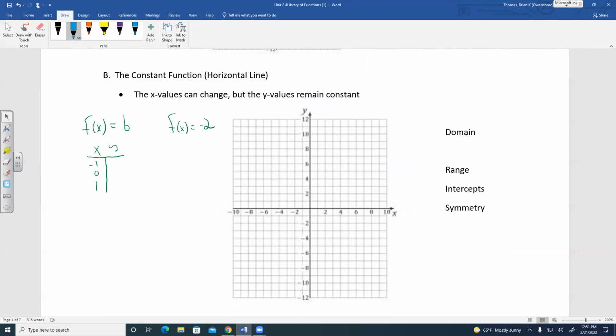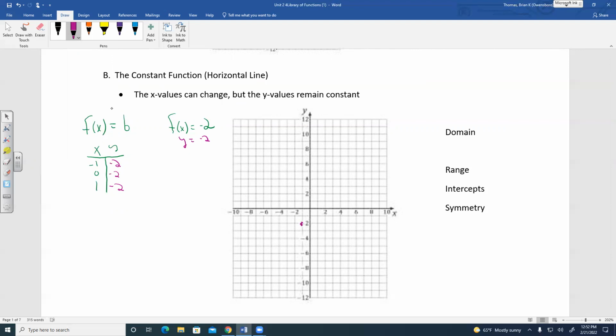So remember, when we talk about the constant function, you know how we have this f of x here, but that's the same thing as y equals -2. So what this is saying is it doesn't matter what x is. So when x is -1, y has to equal this -2. It's constant. When x is 0, y remains constant. It's still a -2. When x is 1, y remains constant. It's a -2.